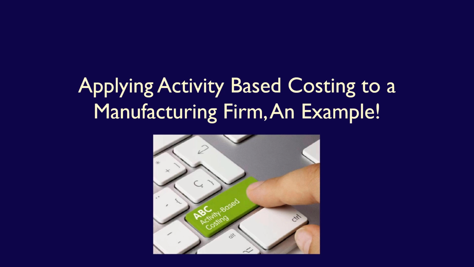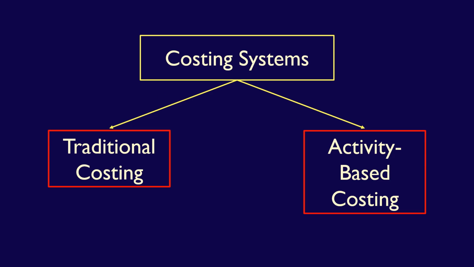In this video, we're going to apply activity-based costing to a manufacturing firm. There are two main costing systems: the traditional costing system, which we've already covered through job order costing, and the activity-based costing system. Let's review the traditional costing system first.